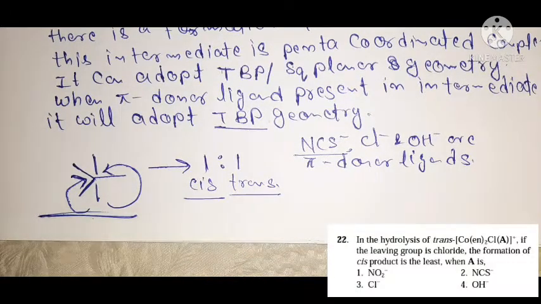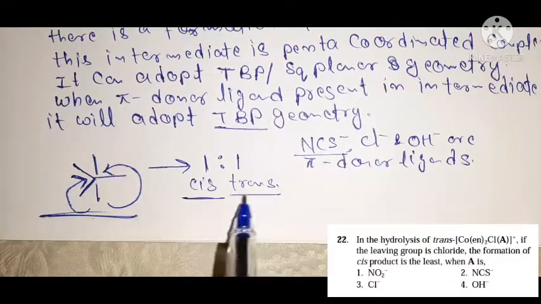Okay, but in this question they will ask you about when the cis product is the least. So that means when the intermediate adopts square pyramidal geometry, in this condition there is only a possibility of trans product. So when the intermediate adopts square pyramidal geometry, the trans product is obtained preferentially, but in the case of trigonal bipyramidal geometry, cis and trans products are equally possible.